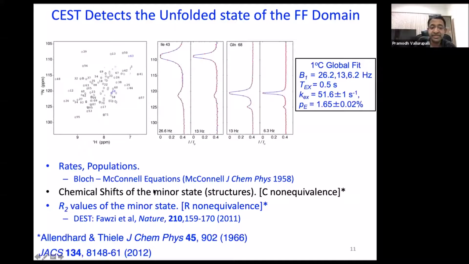And we can also get the chemical shifts of the minor state resonances, which tells us here that the minor state is unfolded. And we can also get the R2 values of these minor states from the width of these dips, which is very useful.